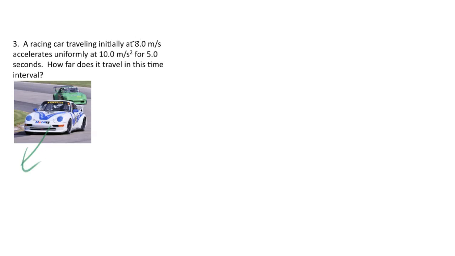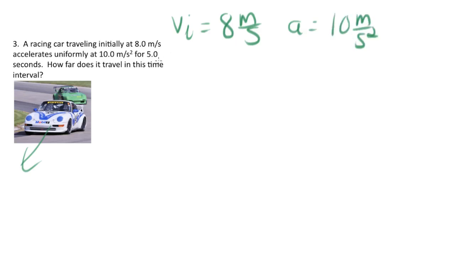Let's write down our variables initially. So that's the Vi is 8 meters per second. I'm going to try to be a little neater here on this one. Accelerates uniformly at, so that's our acceleration rate, 10 meters per second squared for 5 seconds. So we know the time is 5 seconds. How far does it travel in this time? So we're looking for D.